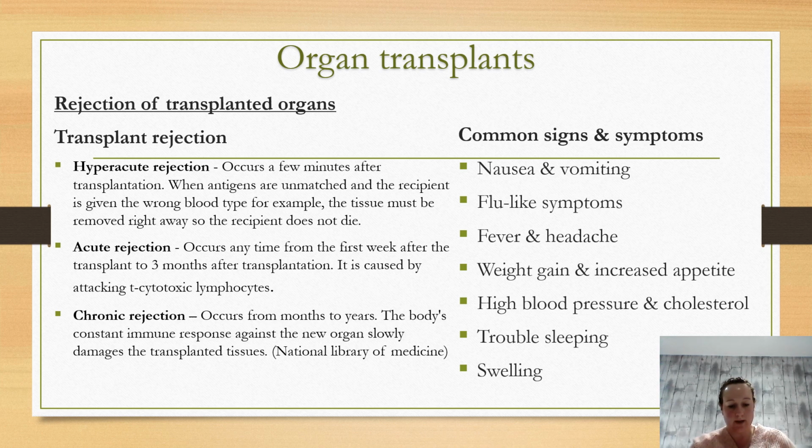In order to match both the organ donor and the person who is receiving the organ, the medicine helps suppress the recipient's immune system to prevent it from attacking the newly transplanted organ. The more antigens that are shared between the recipient and the donor, the less likely the organ is to be rejected. If rejection occurs, it will be one of these 3 types as shown on the slide.